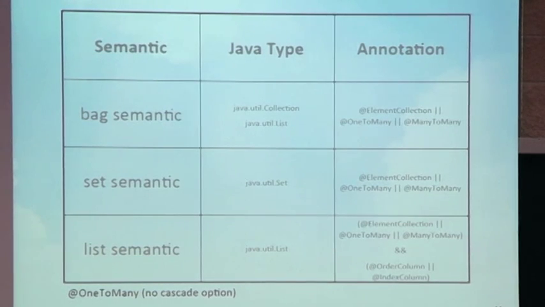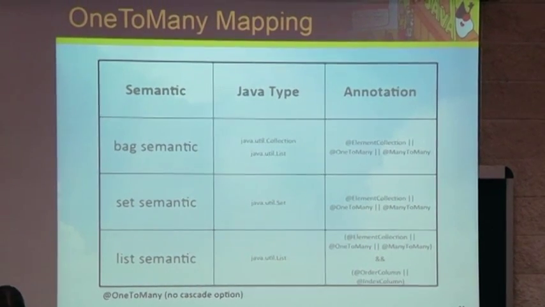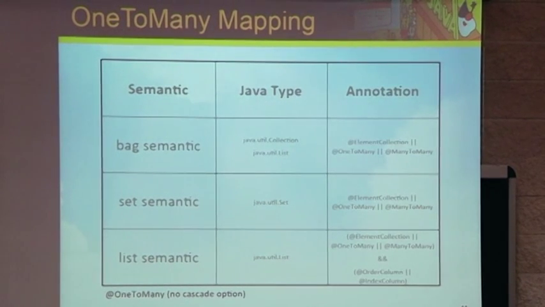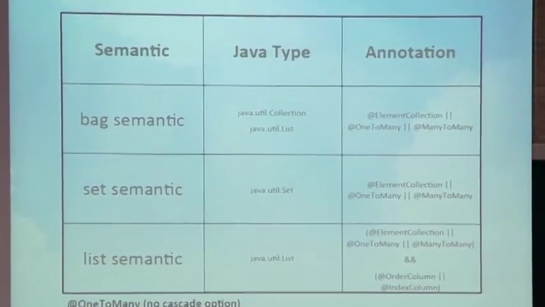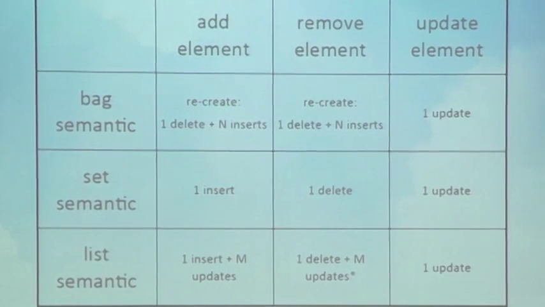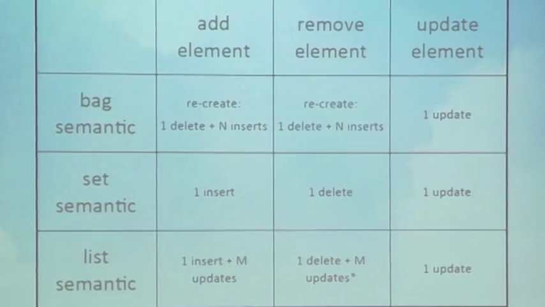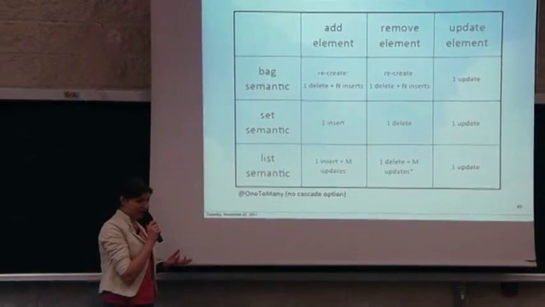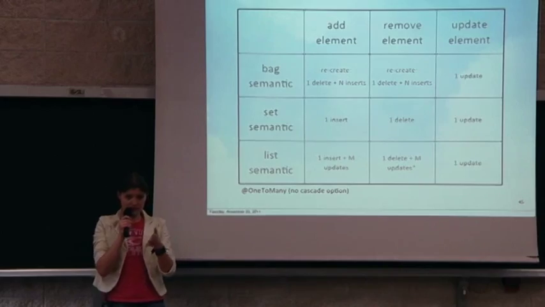So here you've got some hints for how to combine Java type and annotation to achieve different semantics. You see that the problem is with bag semantic and list semantic, which is pretty unobvious. Because to achieve list semantic, in addition to the Java type list, you need to use another annotation. So that's pretty tricky. And the different semantics mean different performance in terms of addition or removal of elements from your collection. For a single element with bag semantic, you get basically recreation. Set semantic is the best and gives optimal performance in such cases. List semantic depends on the index in the collection.